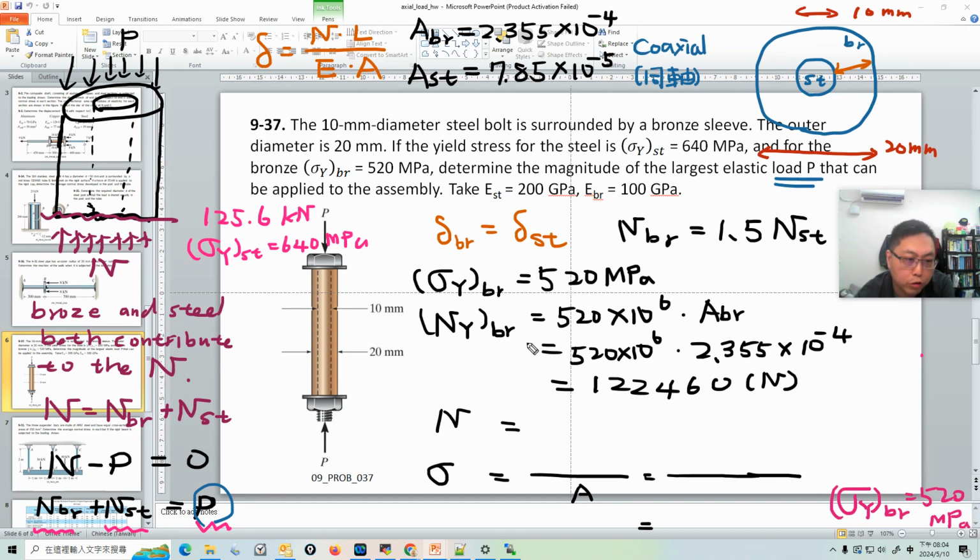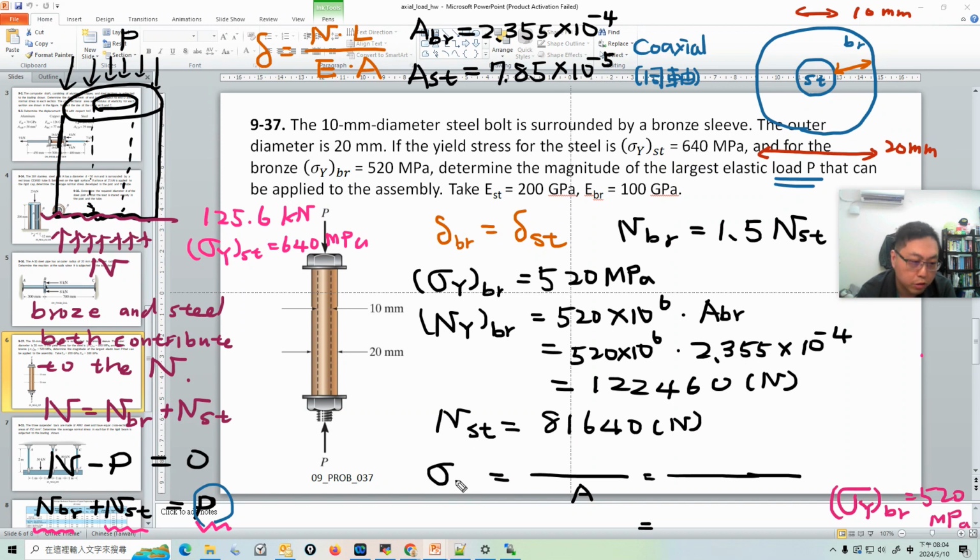And what's your normal force on the steel? Don't forget this equation from the compatibility equation. We have the normal force for the bronze, so what's our normal force for steel? It's just this value divided by 1.5, so it's equal to 81640 Newton.